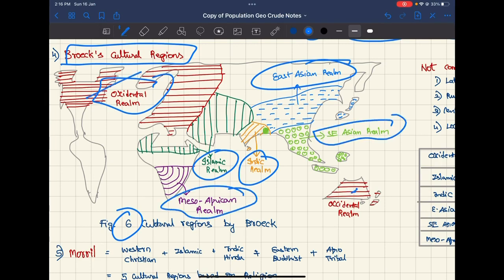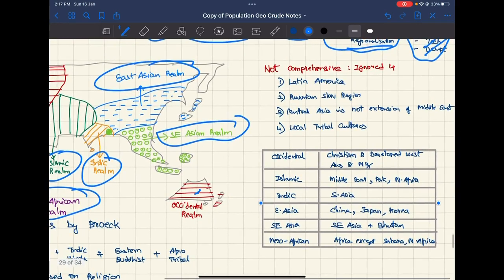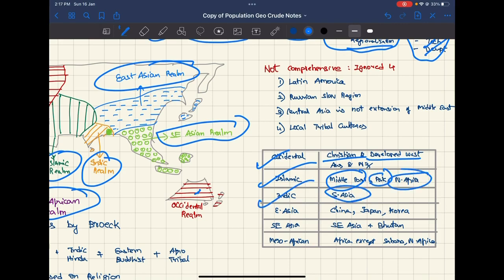This is a part of the Occidental itself. You can see Occidental covers the Christian and developed West. Islamic covers Middle East, Pakistan, and North Africa. Indic covers South Asia. East Asia covers these things. Southeast Asia covers Southeast Asia. Also, Bhutan is not in South Asia. Meso-African covers Africa except Sahara and North Africa.